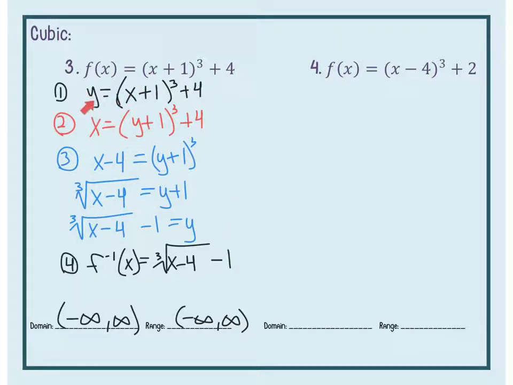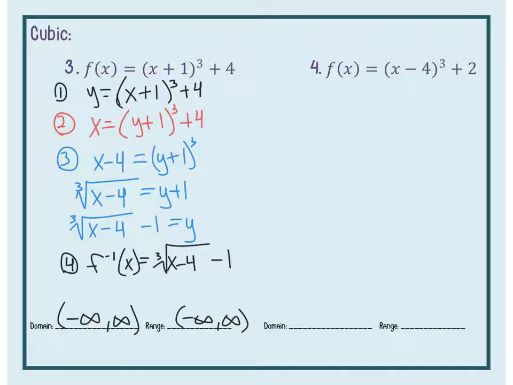I wrote it y. I switched them. So step 1 and step 2. Step 3 is to solve with as many steps as you need. So first I subtracted 4. Then I took the cube root. And then I subtracted 1, and it had to go on the outside of my cube root. So this is my final answer, and I wrote it as function notation. Remember for cubics that my domain is always negative infinity to infinity.